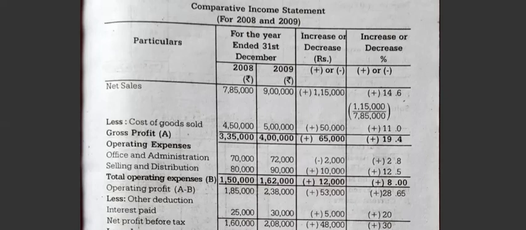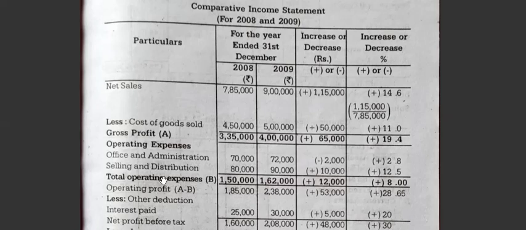Less cost of goods sold given in the problem, write down, deduct it, you will get gross profit. Calculate the increase or decrease. There is an increase, so write down an increase of 50,000, then it is plus 11%. So gross profit you will get plus 65,000, it is plus 19.4%.